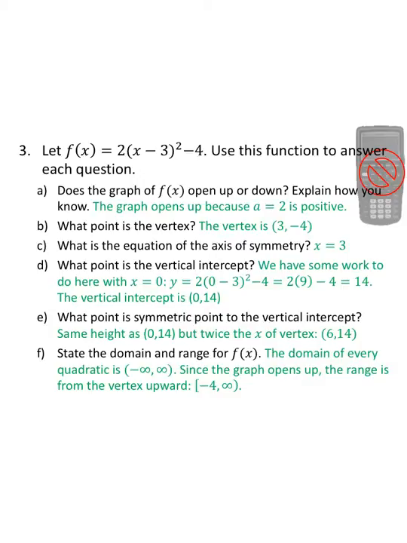Now, what point is symmetric to the vertical intercept? Every symmetric point, when we're looking at the y-intercept or vertical intercept, has a little formula to it. It's going to be the same height that we just found, but it's always going to be twice the x value of the vertex. So if the vertex is 3 units away from the vertical intercept, then the symmetric point will be 6 units away from the vertical intercept, and so our answer is the point (6, 14).